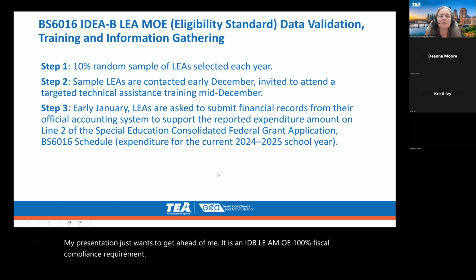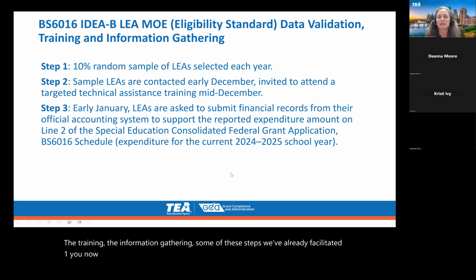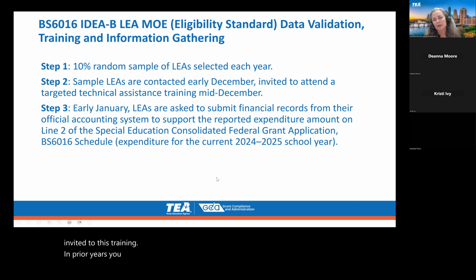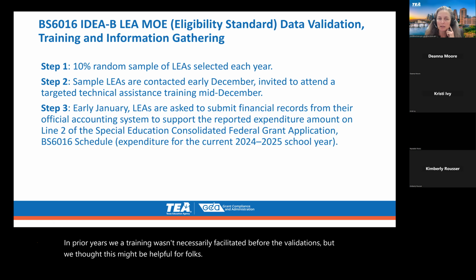So an overview of the steps of this validation process: the training and the information gathering. Some of these steps we've already facilitated. One, you now know that you're within that 10% random sample. Step 2 is where we reached out to you in early December, and now you've been invited to this training. In prior years, a training wasn't necessarily facilitated before the validations, but we thought this might be helpful for folks, as I already mentioned in the beginning.